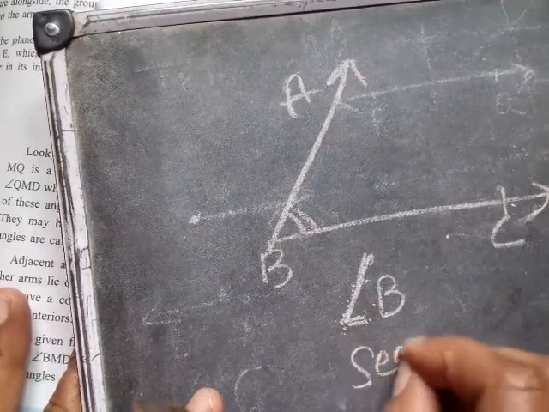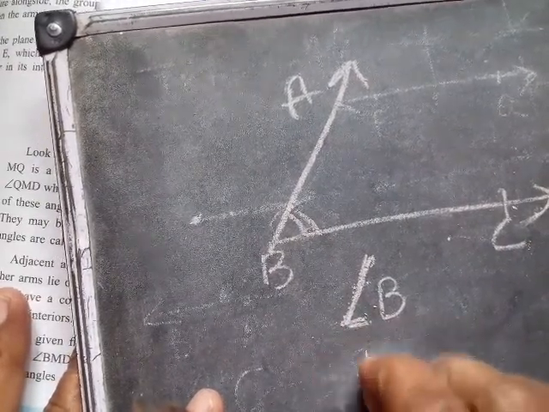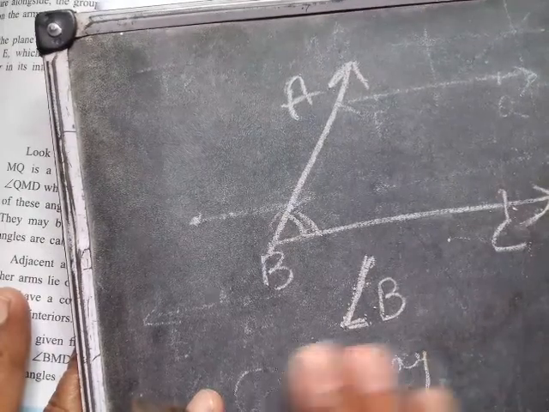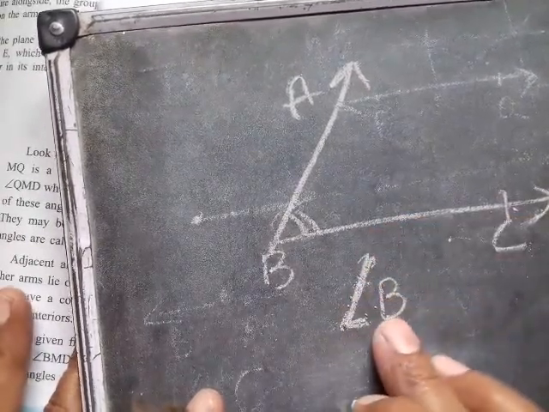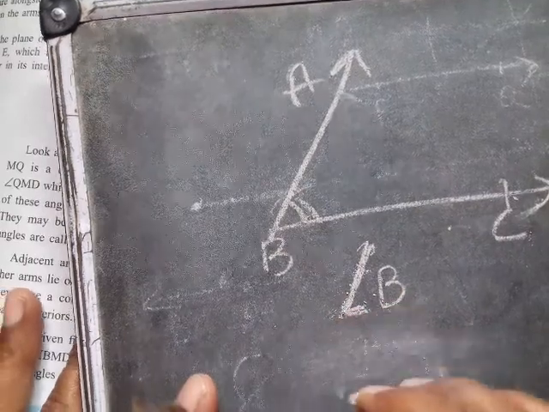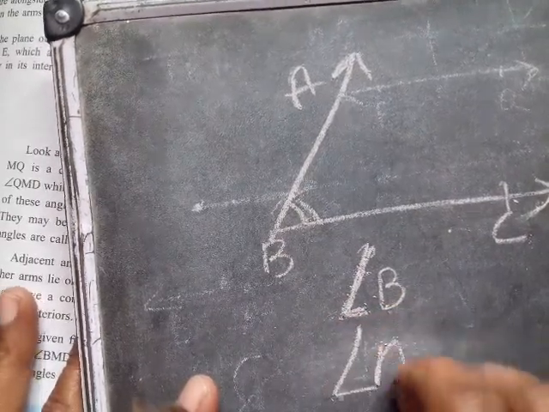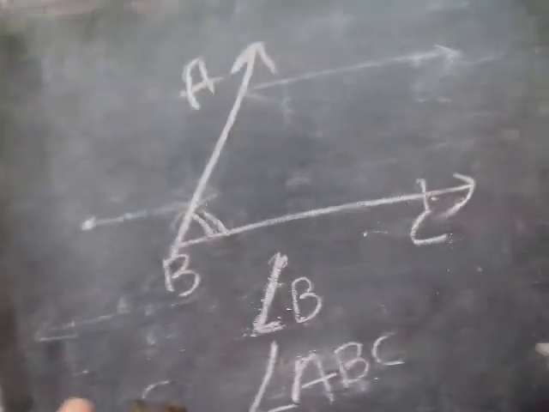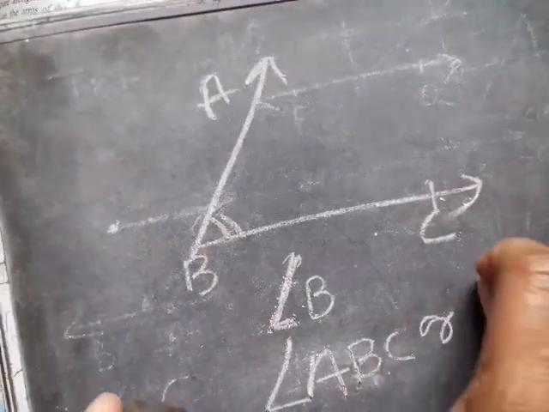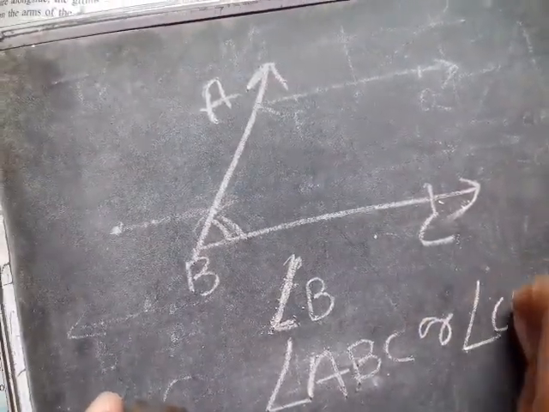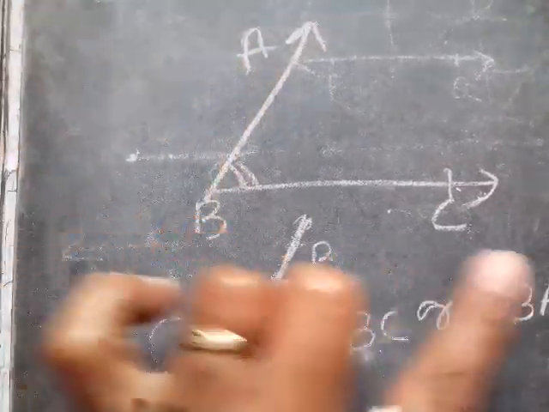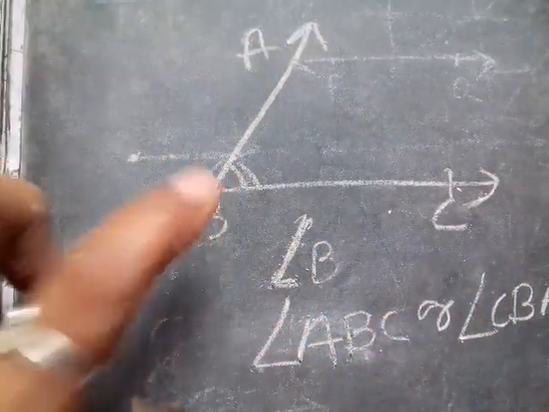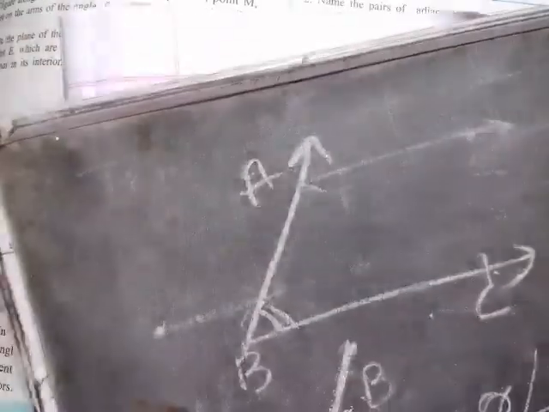For segment we write a segment symbol, for ray we write a ray symbol. This sign indicates an angle. You read it as angle B, otherwise angle ABC, or we can say angle CBA. See, angle ABC or angle CBA or angle B. This way you can read it.